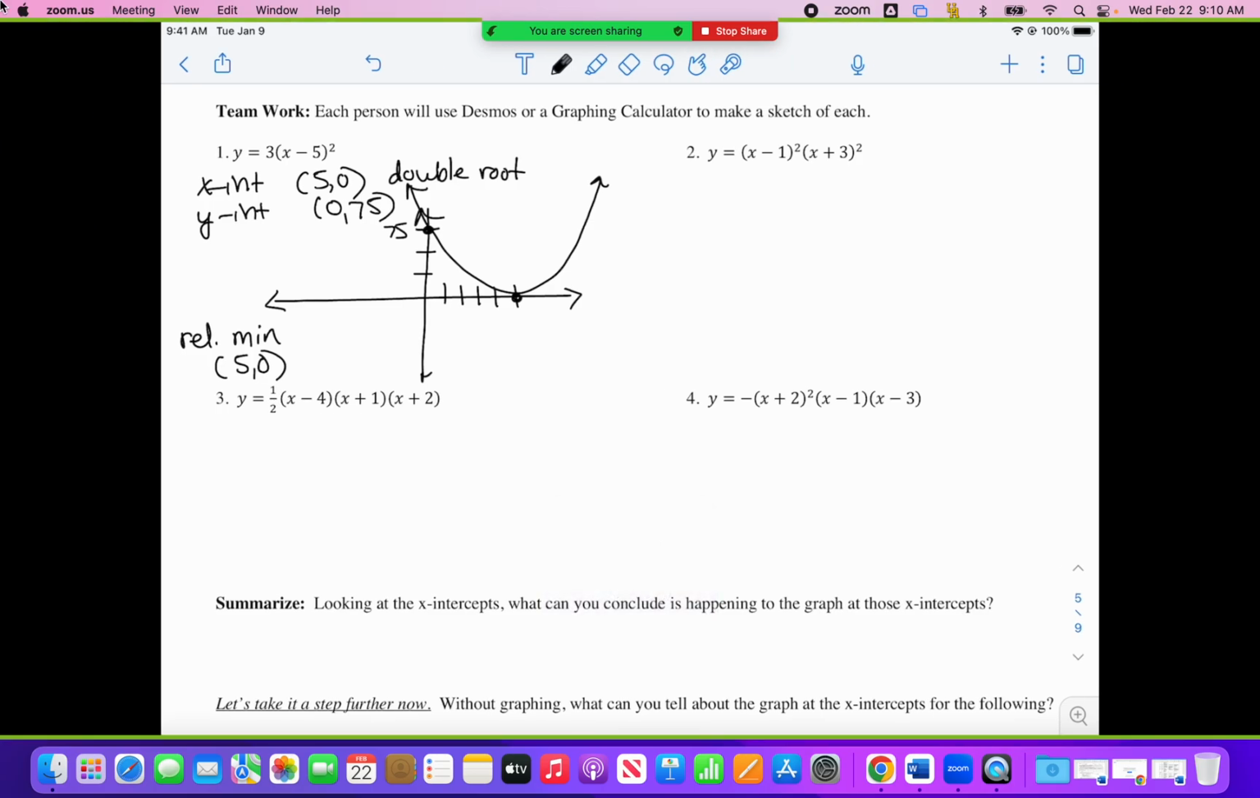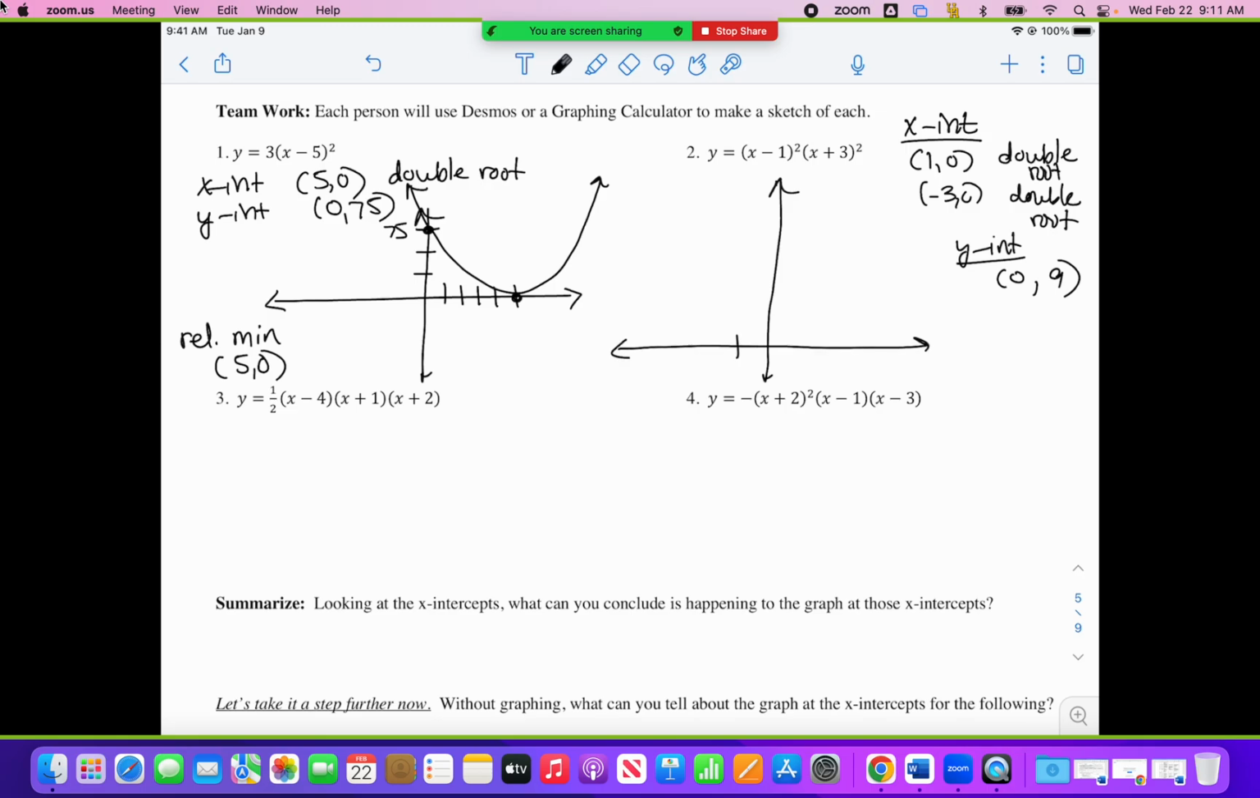All right, so let's go on to number 2. In number 2, I've got x-intercepts 1, 0, and that's a double root, and -3, 0 is a double root. And I have a y-intercept of 0, 9.